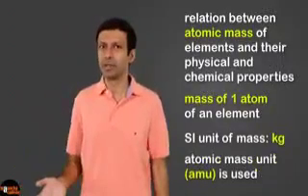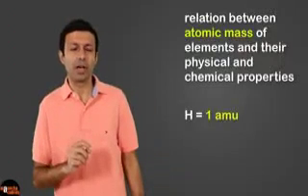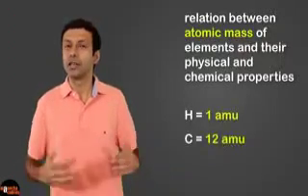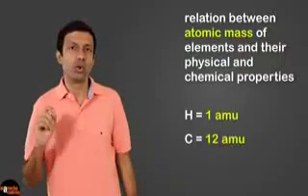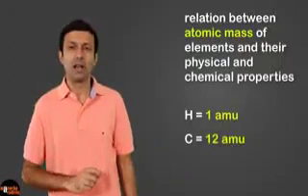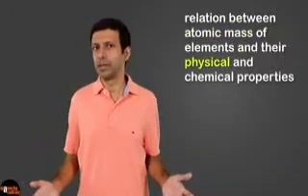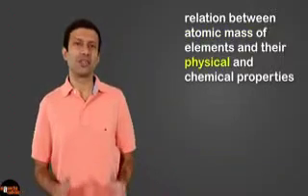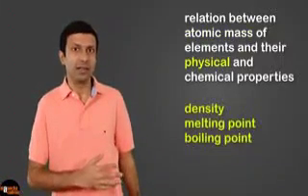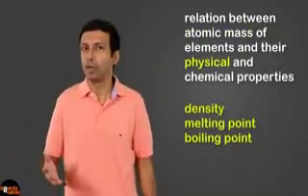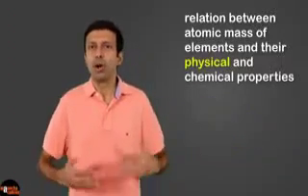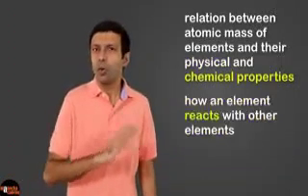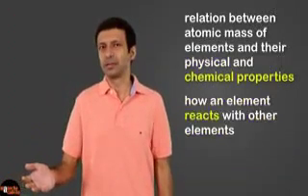Let's take some examples. Hydrogen has an atomic mass of approximately 1 AMU, and carbon has an atomic mass of approximately 12 AMU. Now let's talk about physical properties. So what are physical properties of an element? That's right, things like density, melting point, boiling point of the element. What are chemical properties of an element? Chemical properties are how an element reacts with other elements.